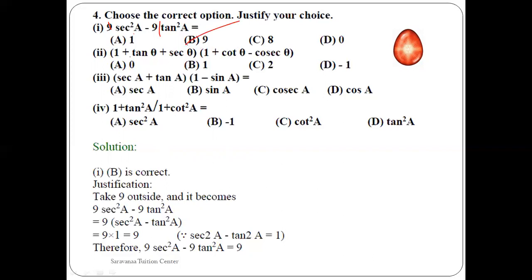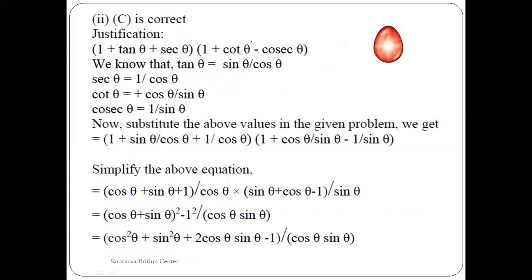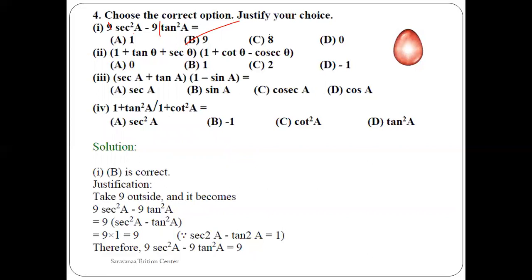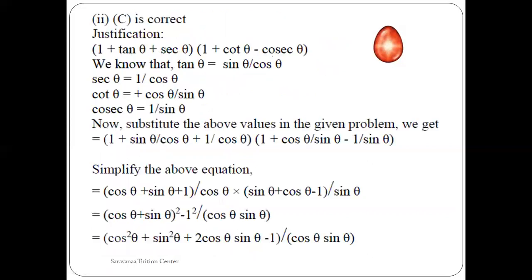Okay, second question. 1 plus tan theta plus secant theta into 1 plus cot theta minus cosecant theta. See, C is the correct answer. 2 is the correct answer. So let's know how. We know that tan theta equals sin theta by cos theta. Secant theta equals 1 by cos theta. Yeah, we did this in the first part. Cot theta is ulta of tan theta, so cot theta equals cos theta by sin theta. Cosecant equals 1 by sin theta.